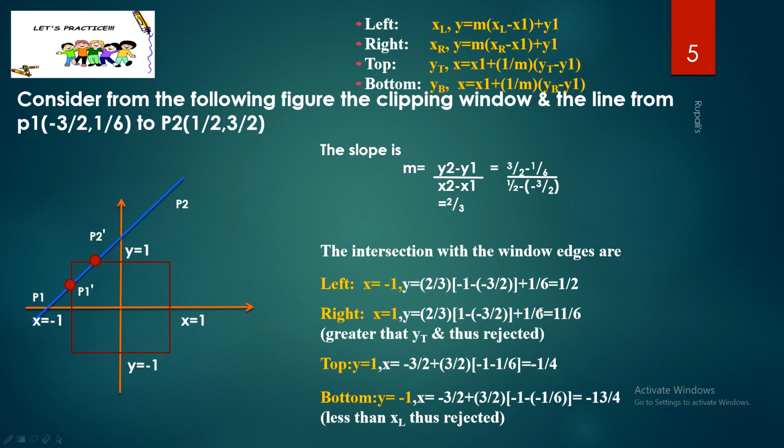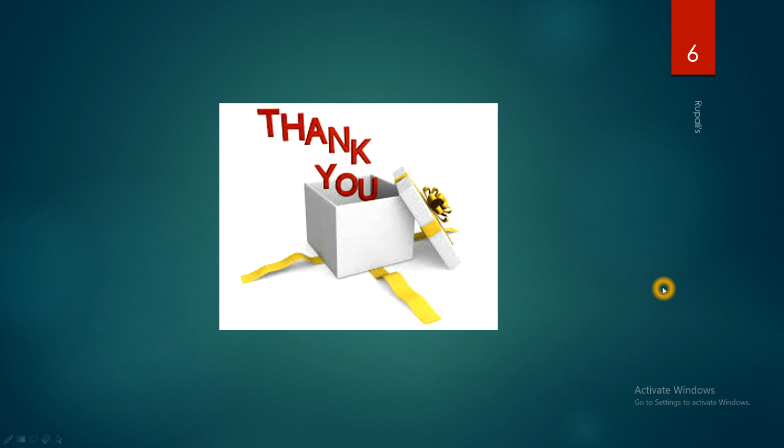So finally we get, for the left boundary, when x equals minus 1, y equals half, and when x equals minus 1 by 4, y equals 1. So this portion from here to here is visible and the rest is rejected. That's all for today. Thank you.